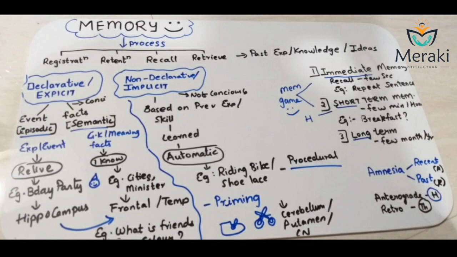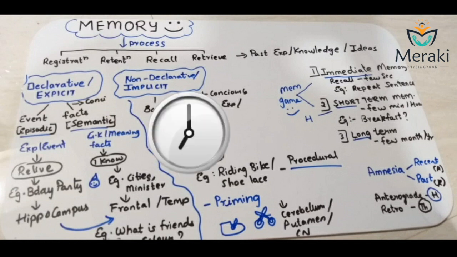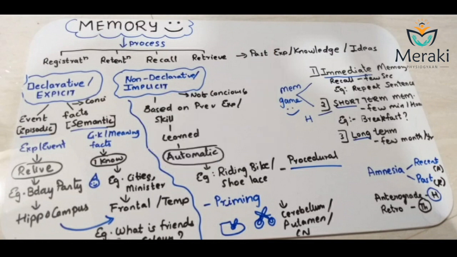Okay, now this was based on the types. Now based on time, there are three types of memory: immediate memory, short term, and long term memory. Immediate memory, you ask them to repeat after you some words or sentences immediately. For short term memory, something that happens few minutes or hours back. So you can ask him, what time did you have your breakfast? What time did the doctor come for the rounds? Something that happened few minutes or hours back.